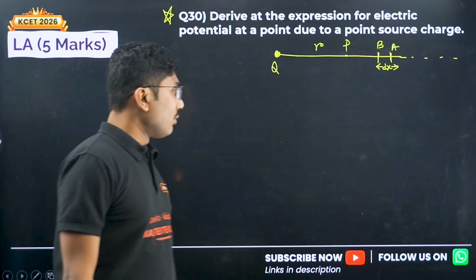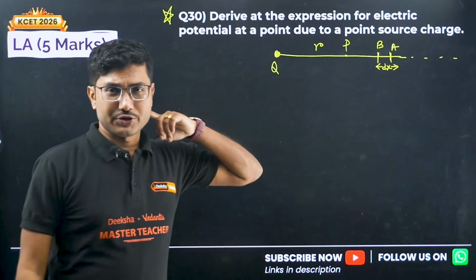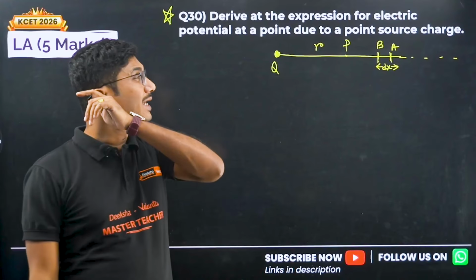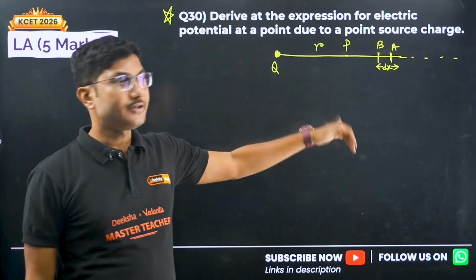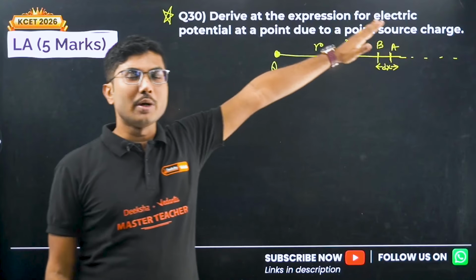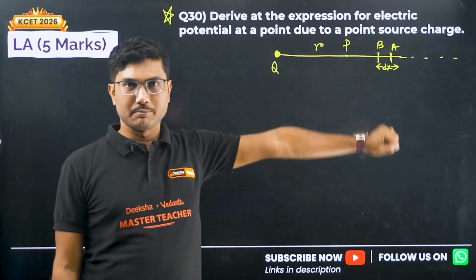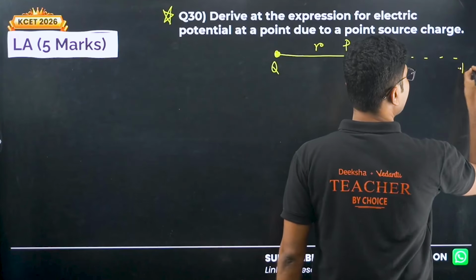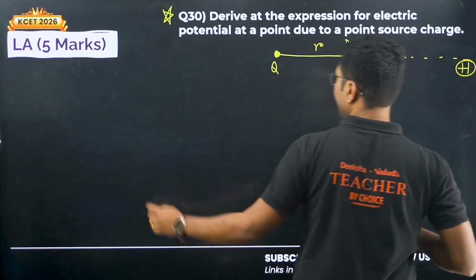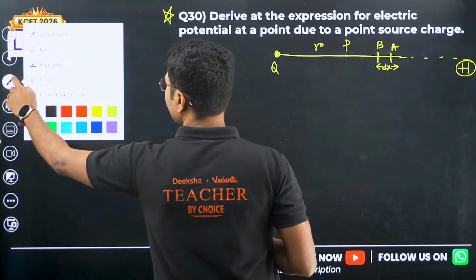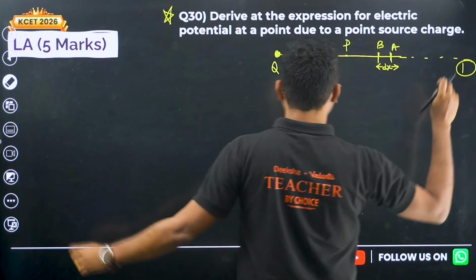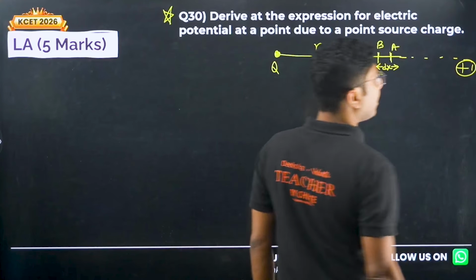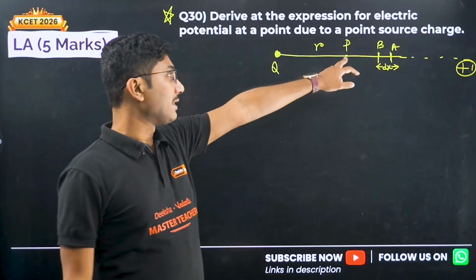Now what is electrostatic potential? Electrostatic potential is defined as the work done to bring a unit positive test charge from infinity to a point in an electrostatic field. So if you take a unit positive test charge and you are bringing it from infinity to that point, then whatever work you are doing is basically the electrostatic potential at that point.